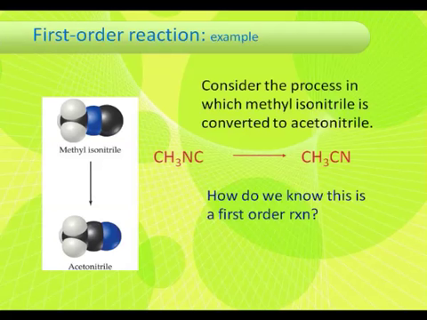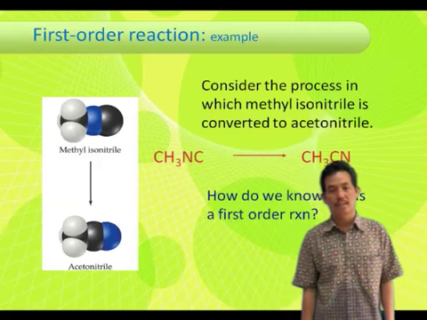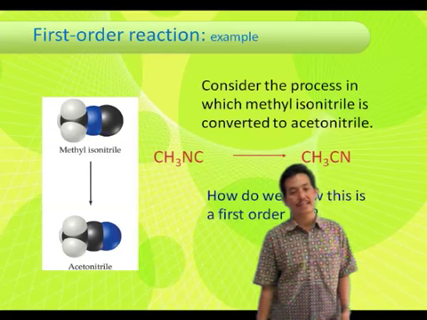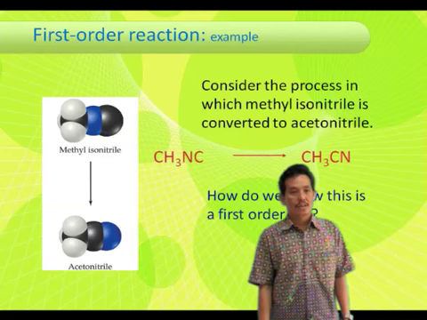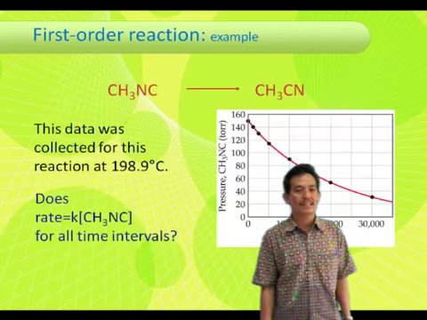Consider the reaction of methyl isonitrile being converted to acetonitrile. How do we know that this is a first order reaction? Experimentally, this is the data.